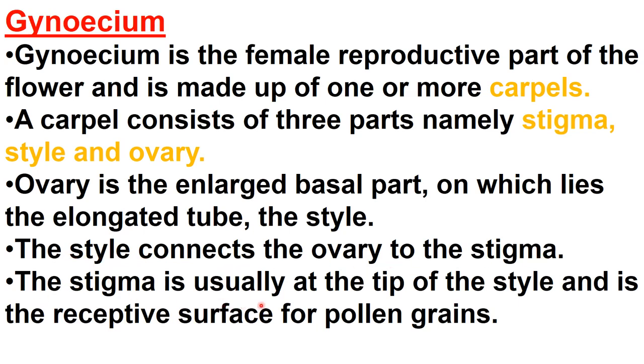Now the stigma is usually at the tip of the style and is the receptive surface for pollen grain. It means when the pollen grain, through any of the pollinating agents, lands on the flower, first of all it lands on the stigma. So we can say the stigma is the receptive surface for the landing of pollen grain.